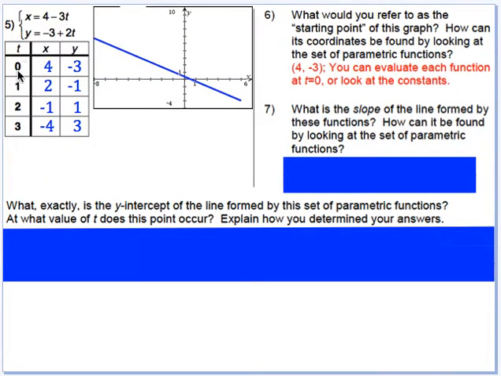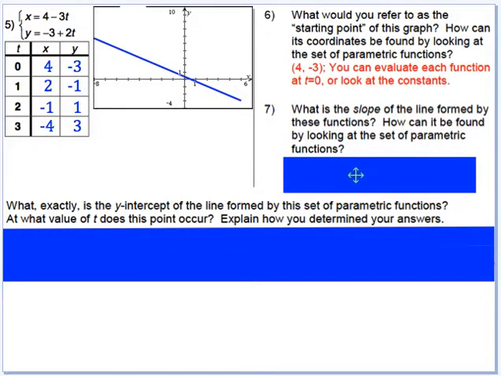So when t is 0, we plug t into the x value, and we get 4 here, and we get a -3 here. So that's going to be our starting point, and you just look for whatever your x and y value is when t is 0.